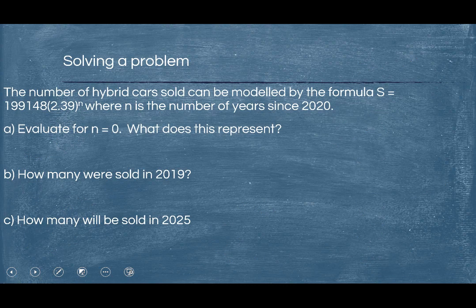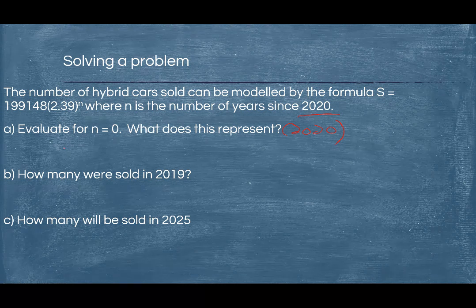The last thing I'm going to do is solve a problem with you. The number of hybrid cars sold can be modeled by the formula S equals 199,148 times 2.39 to the power of n, where n is the number of years since 2020. Part A says evaluate for n equals 0. What does that mean? Well, that's going to be how many cars were sold in 2020. So I'm just going to put cars in 2020, and we can evaluate that.